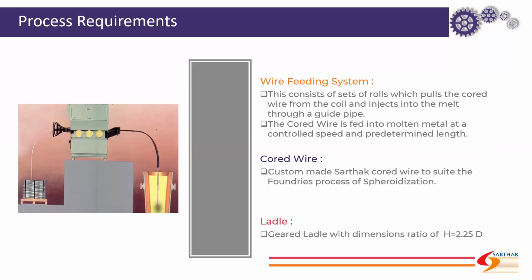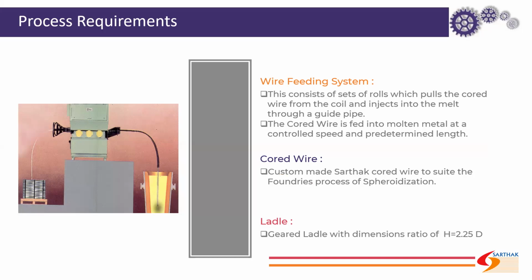Next, process requirements. What are the process requirements for that? You see in the picture the wire feeding system: wire feeders, core wire, and the ladle. The wire feeding system consists of sets of rolls which pull the core wire from the coil and inject it into the melt through a guide pipe. The core wire is fed into the molten metal at a controlled speed and predetermined length. Sarthak core wire is custom made to suit the foundry's process of spheroidization. It depends on the customer's requirement.